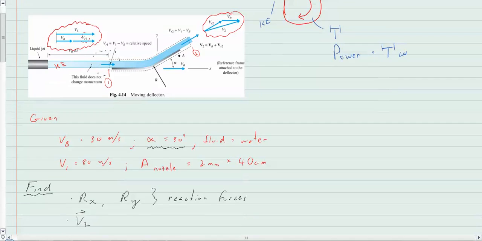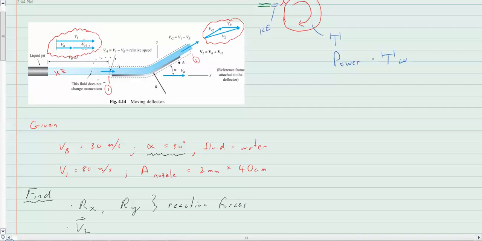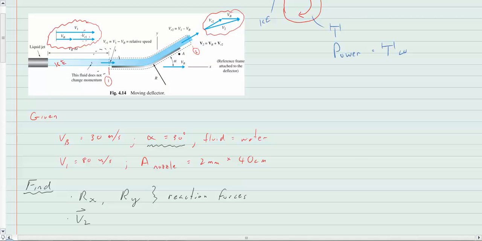What are we going to do in this problem? We're going to be given the inlet velocity of the fluid, v1, the velocity of the blade, vb, for deflector, alpha, the angle that the fluid is rotated.